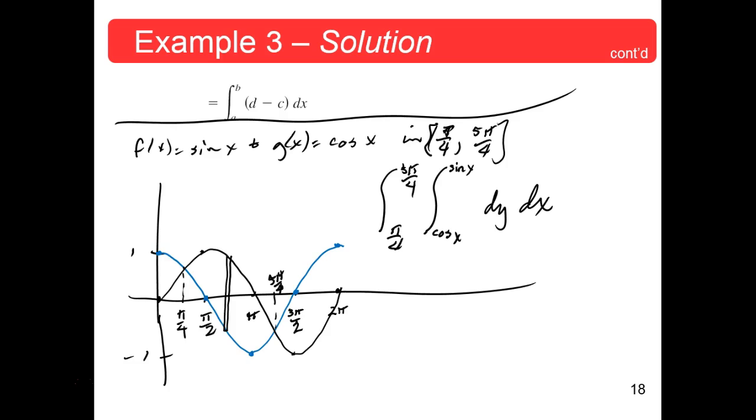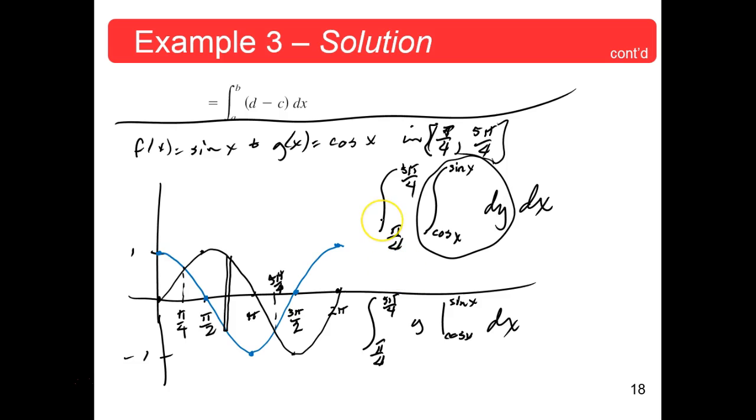Now, what do you do first, the inner or the outer? Always inner first. Always start there. So the outer you leave alone, that's going from pi fourths to 5 pi fourths, and the dx is out there. Now, what is the antiderivative of dy? y, evaluated from cosine x to sine x.